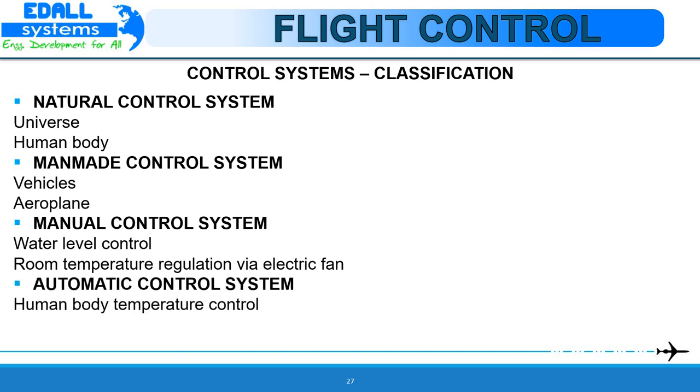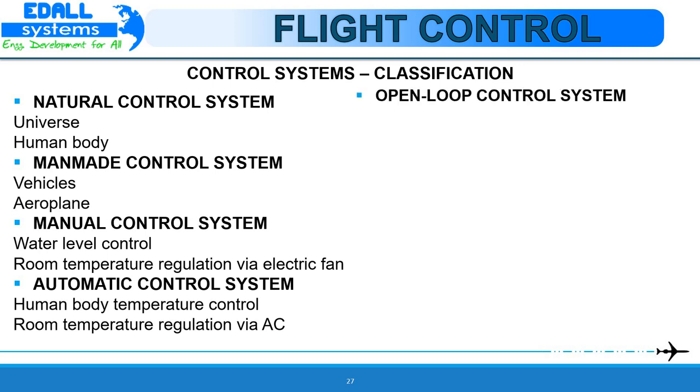Automatic control system: again we have human body temperature control and room temperature regulation via AC. In this case, the human, that is the operator, will be replaced by a level sensor and a microcontroller. The level sensor monitors the level of the tank continuously and feeds the level data into the controller. When the level reaches the maximum, the controller sends a signal to the valve and closes it. So this is an automatic control system.